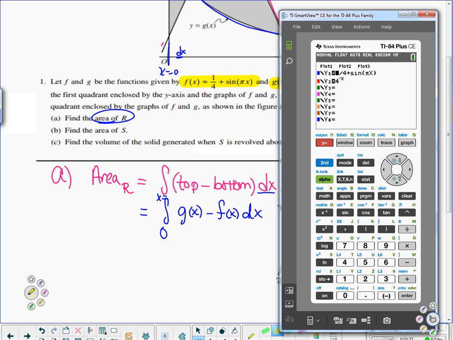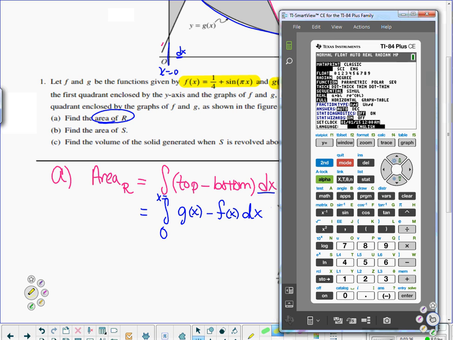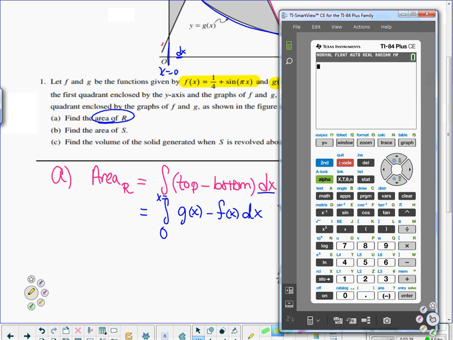So, if you need to, pause the video, get your calculator. I have preloaded my two functions. So I've got 1/4 sine pi x, and then I've got 4 to the negative x. If I just double check my mode, I am in radians, so cool. It should be good stuff.